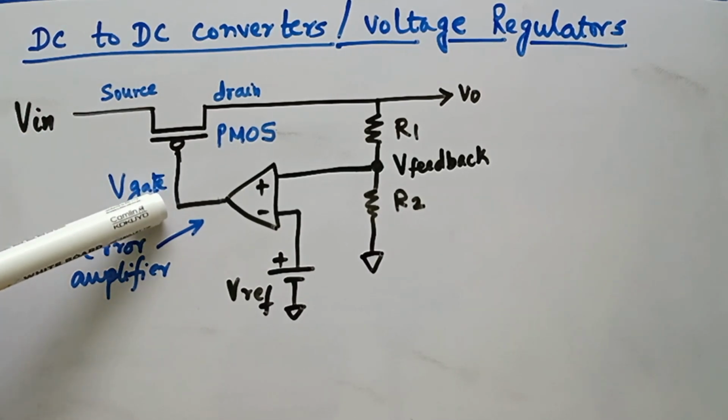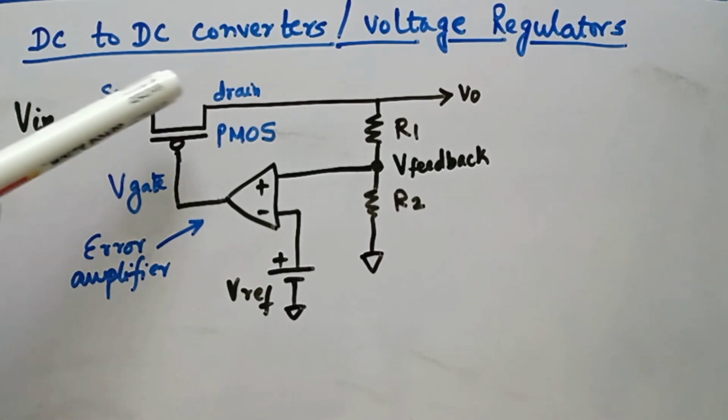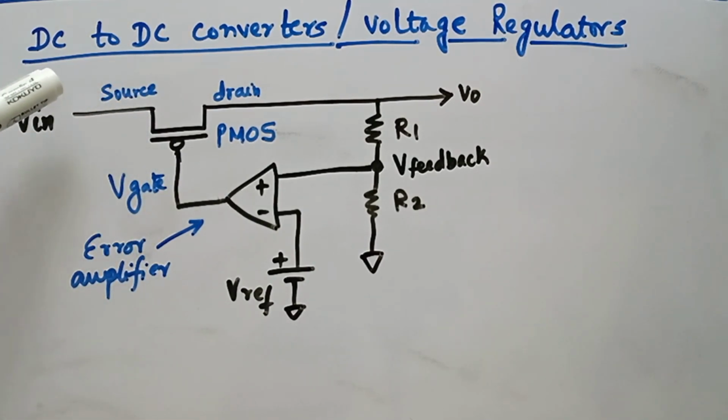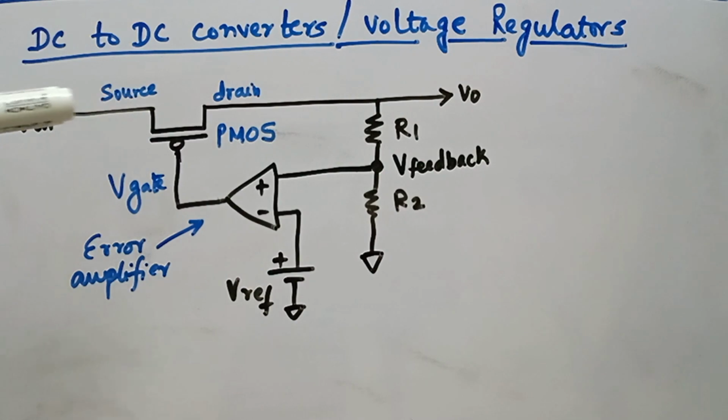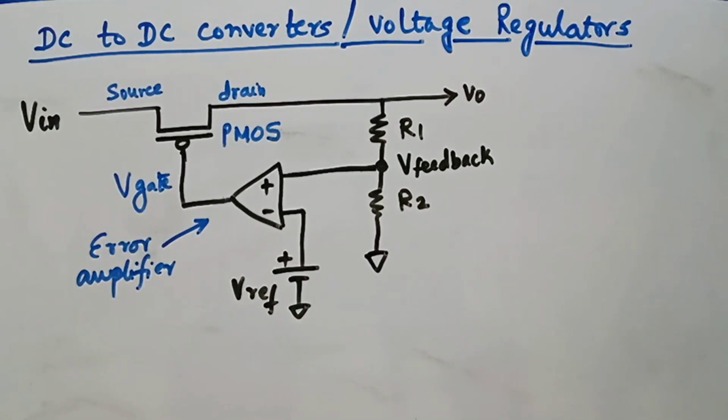So if the gate voltage is 0, the switch is on and the current flows from the source to the drain side. And if the gate voltage is high, this switch is off and no current flows through.